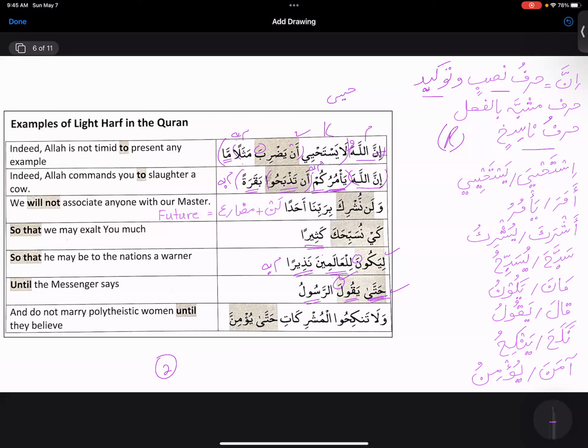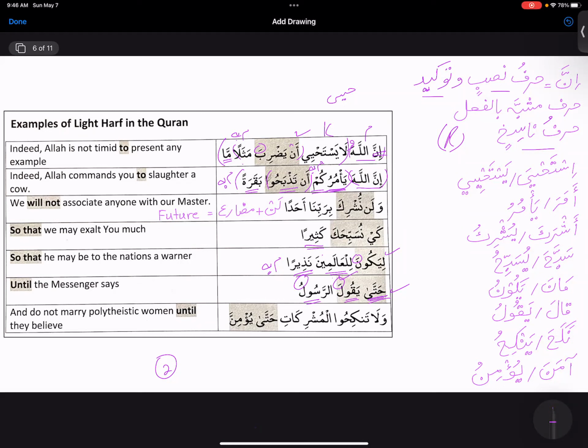And then what is Rasulun? Rasul is the fa'il. It is Rasulu, not Rasula. Yes, it's in rafa. So this is outside door. So until the messenger says.